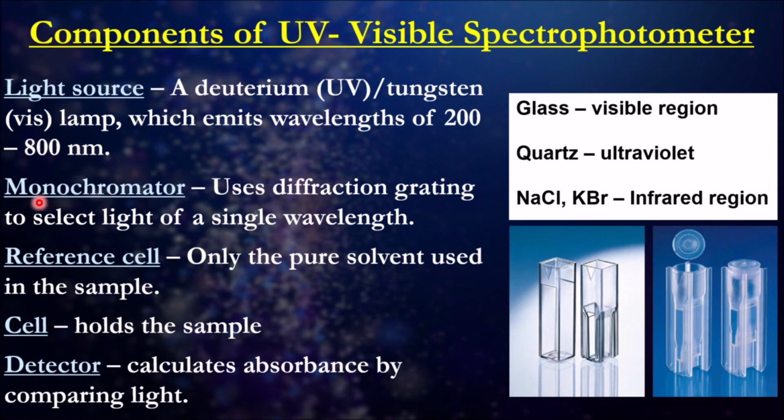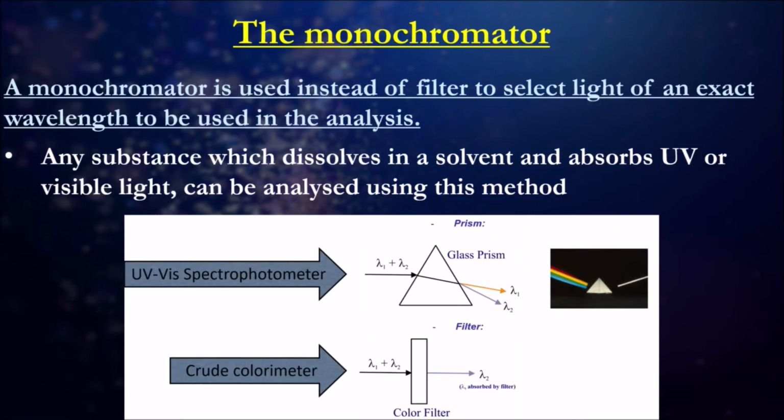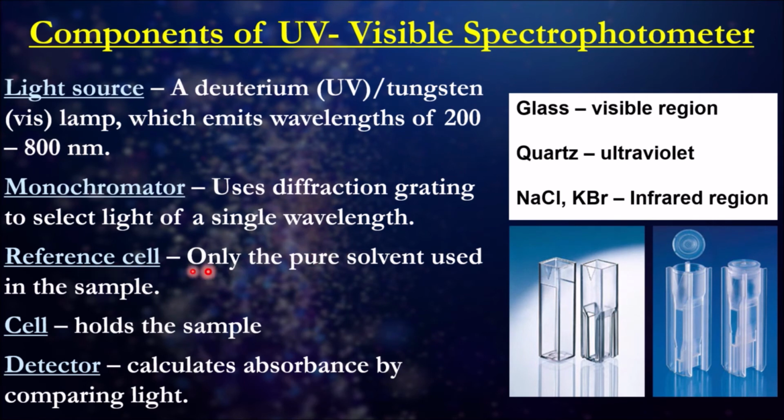We have a monochromator, which uses a diffraction grating. Now a diffraction grating basically, as you can see in this example, splits the wavelengths of light into different angles. And by moving your detector or using a particular slit to select which angle of the light coming out you're going to use, you can specify the wavelength you are going to try and measure for absorbance. We have a reference cell, so that's one where we have the pure solvent.